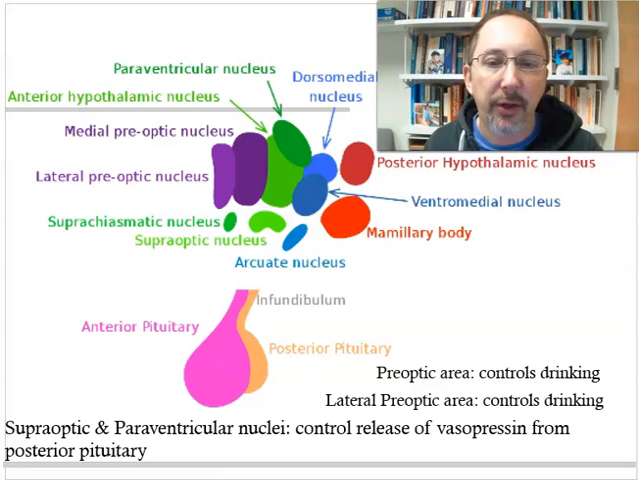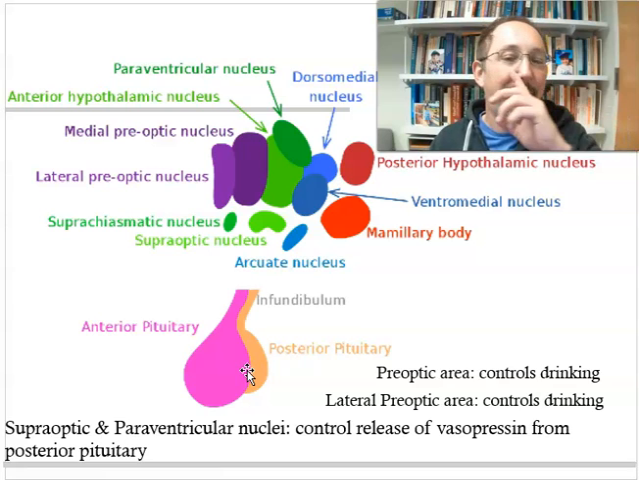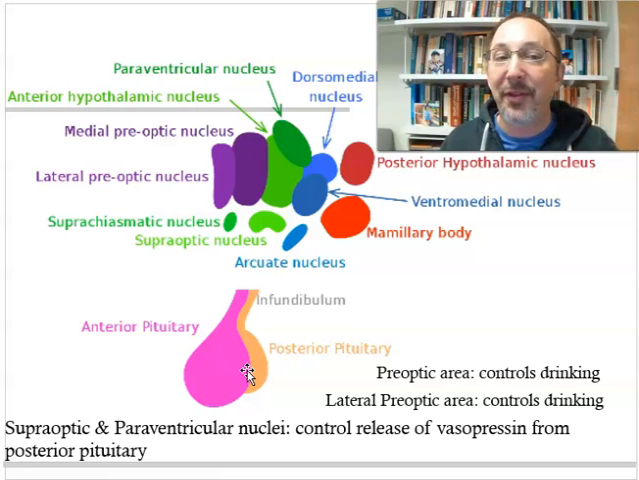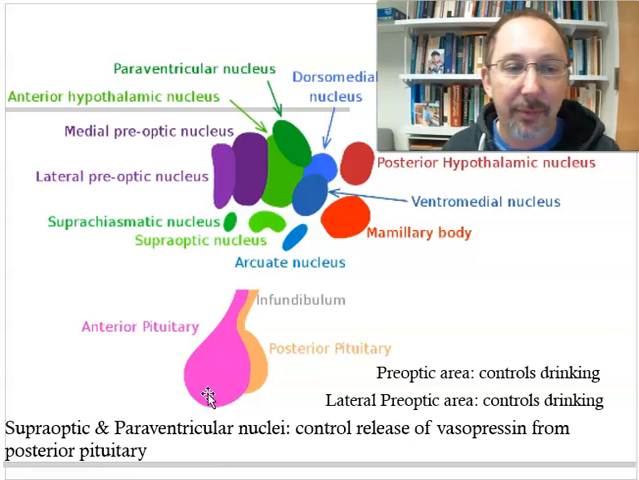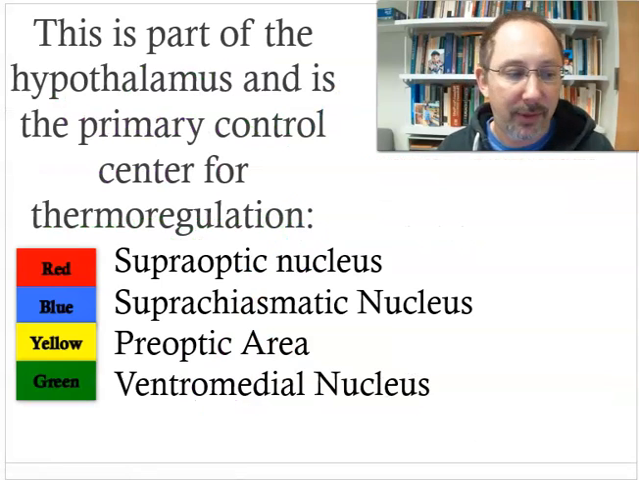The preoptic area and the lateral preoptic area control drinking. The supraoptic and paraventricular nuclei control the release of vasopressin from the posterior pituitary. And they can do that because there's a direct connection here, where the anterior pituitary has to get its signal from the posterior pituitary, by the posterior pituitary releasing hormones into the blood that then make it back and are detected by the anterior pituitary.